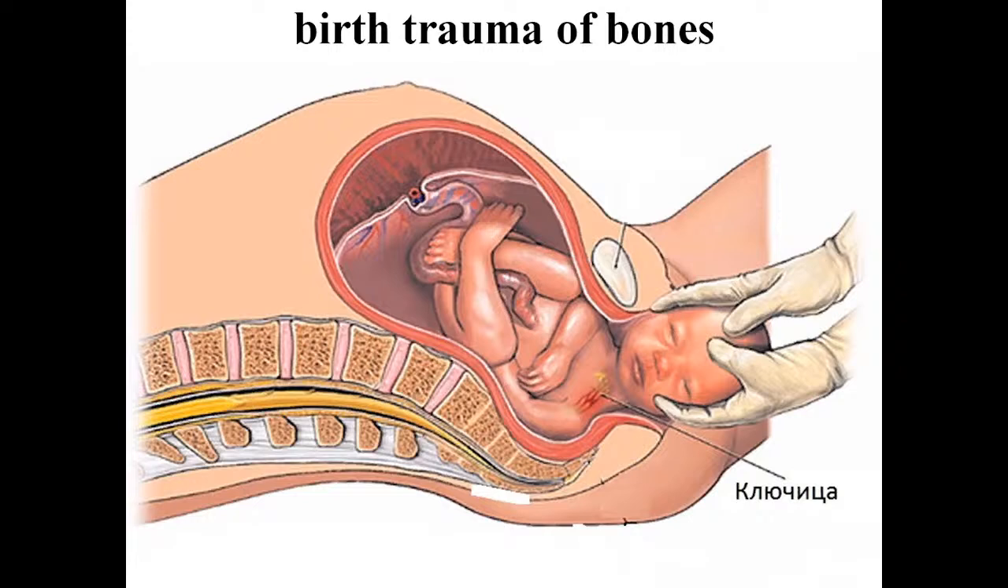In the slide, you can see this birth trauma of the bone, a clavicular fracture of the clavicle. Women have a narrow pelvic opening, and when the child is delivered through the vaginal tract, the clavicle may fracture. It's the most often bone fracture of birth. Next.